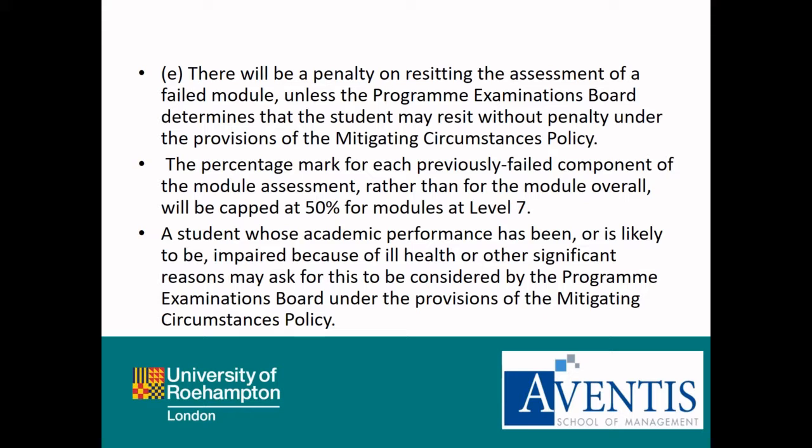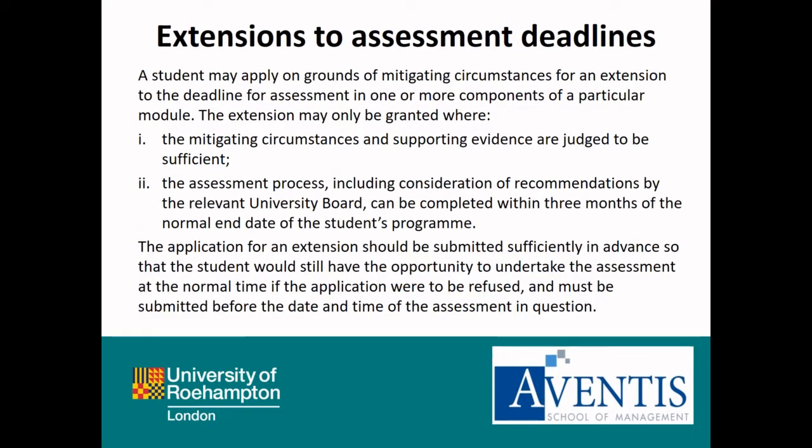A student whose academic performance has been or is likely to be impaired because of ill health or other significant reasons may ask for this to be considered by the Program's Examinations Board under the provisions of the Mitigating Circumstances Policy. A student may apply on grounds of mitigating circumstances for an extension to the deadline for assessment in one or more components of a particular module. The extension may only be granted where the mitigating circumstances and supporting evidence are judged to be sufficient.